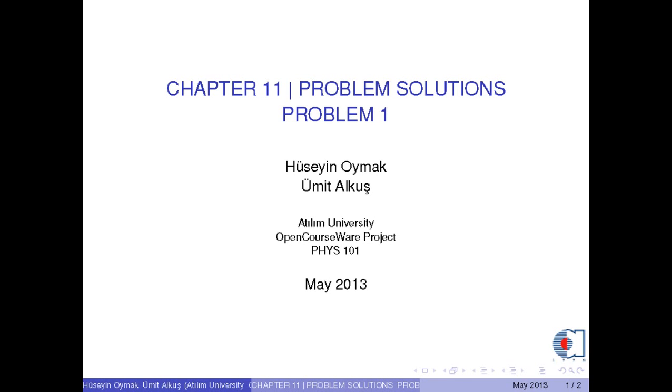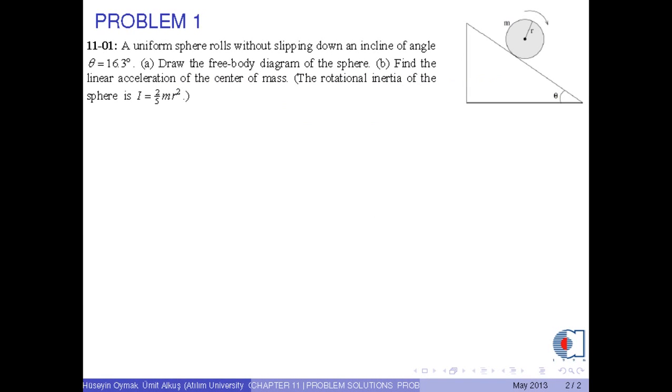In this video, we will solve one problem in Chapter 11. A uniform sphere rolls without slipping down an incline of angle theta, which is 16.3 degrees. A. Draw the free body diagram of the sphere. B. Find the linear acceleration of the center of mass. And the rotational inertia of the sphere is I equals 2/5 m r squared.